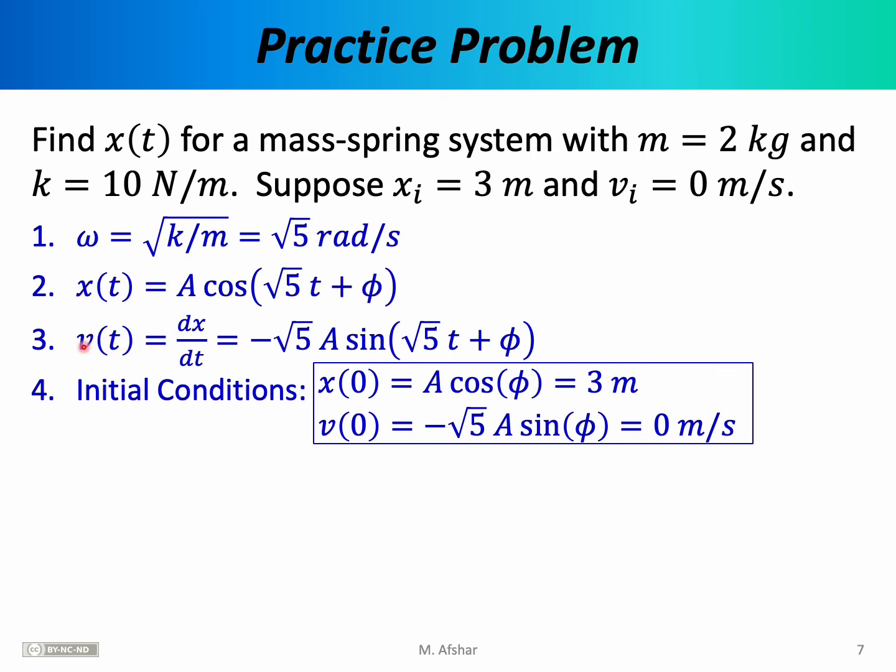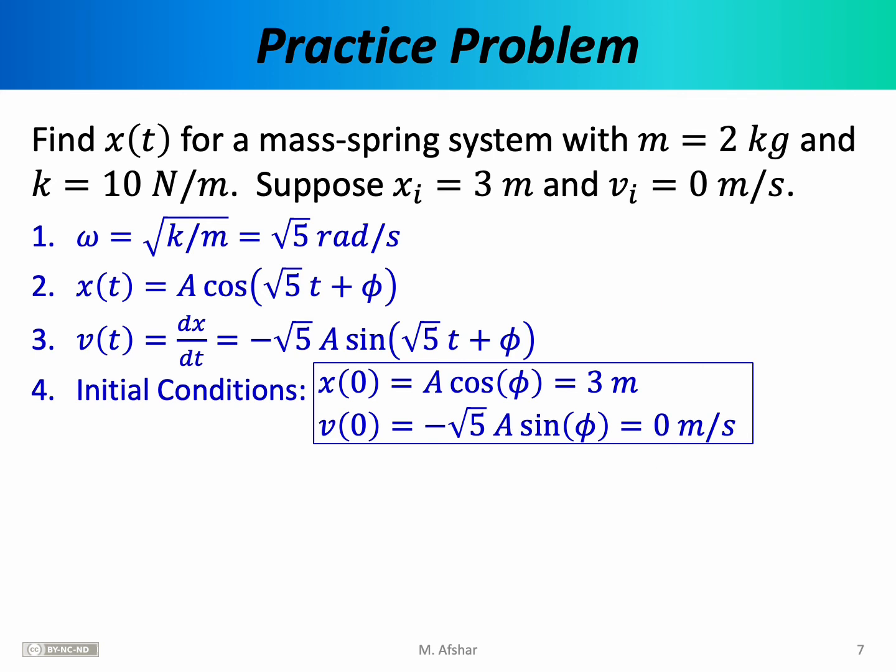I also know what v is as a function of t. If I plug in t equals 0, what I'll get is minus rad 5 A sine of phi, and that whole thing better equal 0 because I'm told that the initial velocity of this mass spring system is 0.